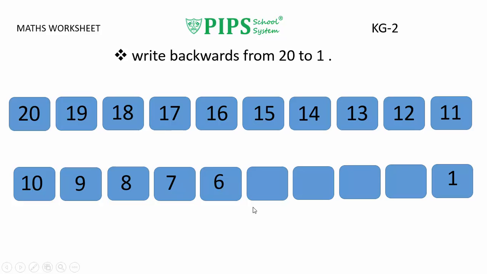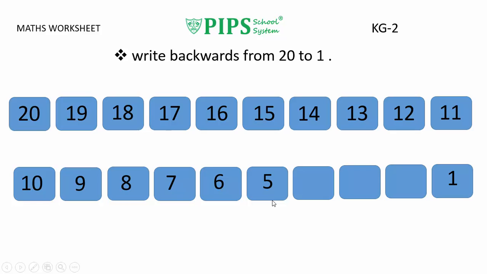Which number comes before 6? Start backward counting from 10. 10, 9, 8, 7, 6, 5. 5 comes before 6. Now we will write the number 5 in the empty box like this.